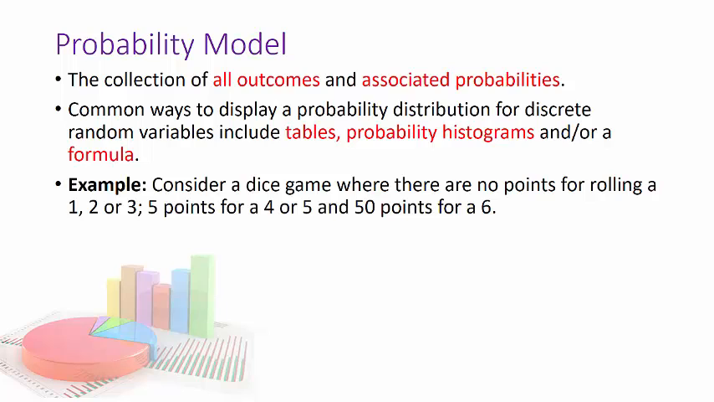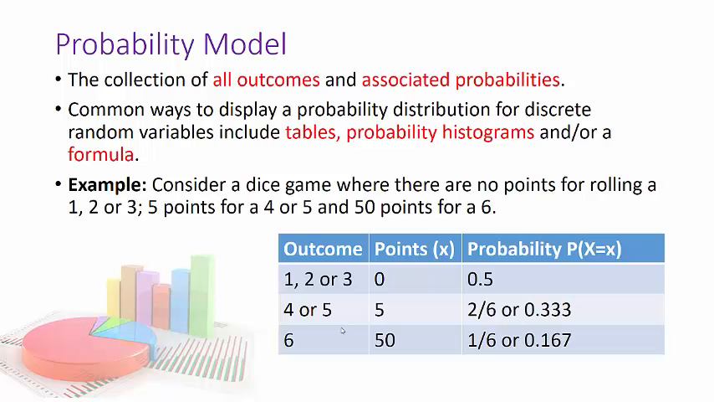So here's an example. We're going back to the dice. We're going to a dice game where there are no points for rolling a 1, 2, or 3, 5 points for rolling a 4 or 5, and 50 points for a 6. So I basically have 3 different types of outcomes. Here's my X here, which is the points. That's really what I'm keeping track of. This is telling you what I'm getting on my die roll. But in reality, my outcome's right here.